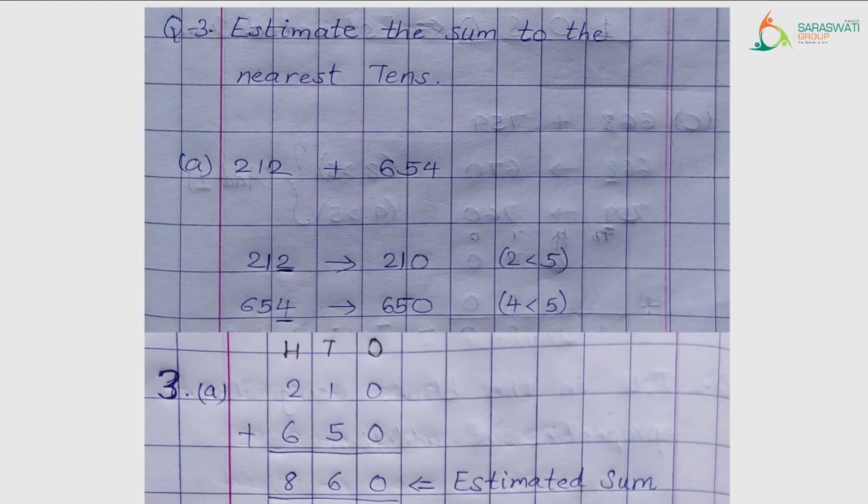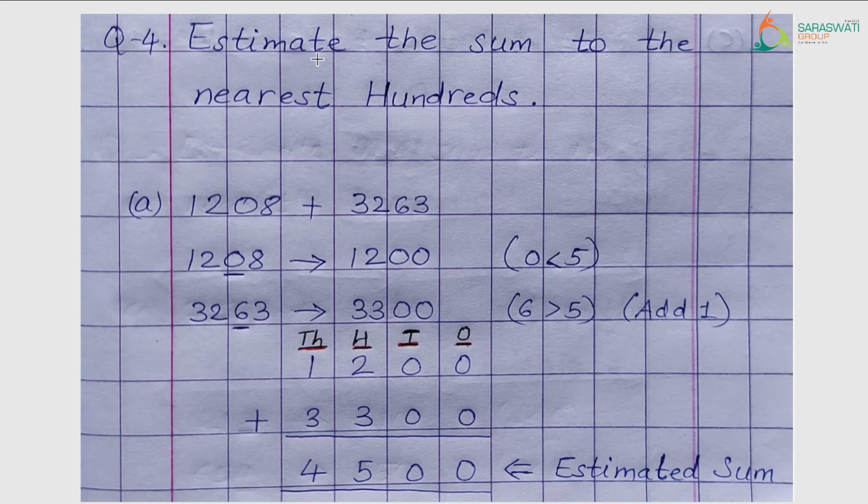Now question number 4. Estimate the sum to the nearest hundreds. So students, here in A we have 1208 add 3263. First of all we have to round off these two given numbers to the nearest hundreds, because in this question it is asked that we estimate the sum to the nearest hundreds. So first we round off the given numbers to the nearest hundreds as mentioned in the question, right?